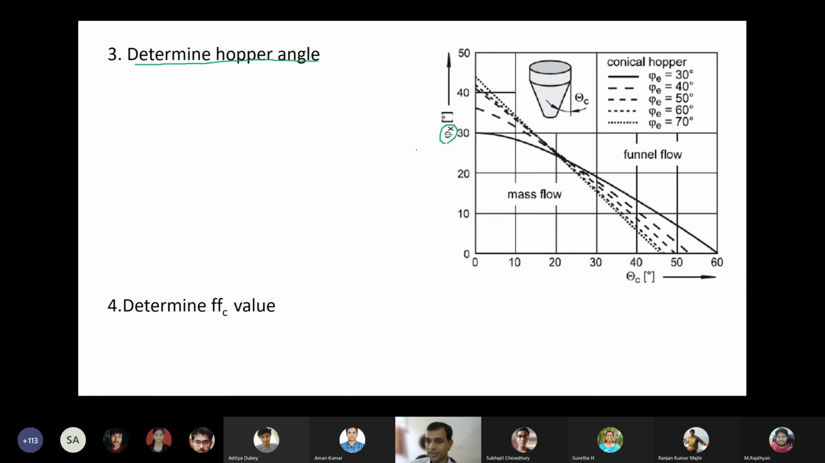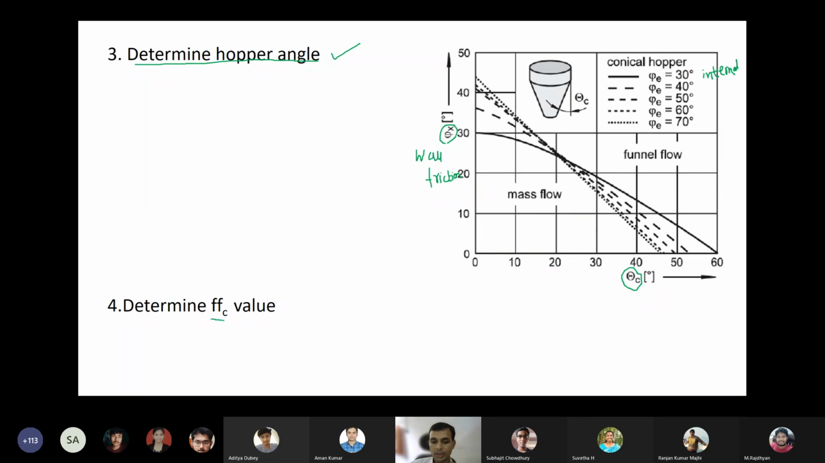Maybe I should write here, because it will be in the recording. This is wall friction, and this is internal friction. Just now I showed how, based on these two measurements, to estimate the conical hopper angle theta c. This is directly from the empirical graph.